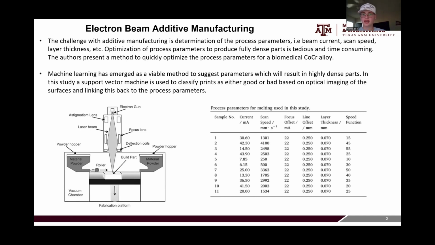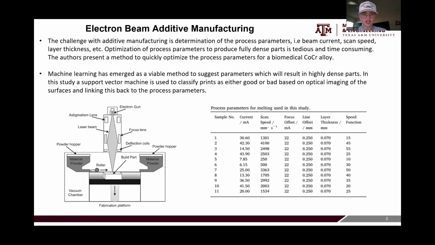The challenge with these additive techniques is there are many process parameters associated with electron beam additive manufacturing. You have the current, the scan speed, your focus offset, your hatch spacing, layer thickness, the speed function. All of these are variables that can be tuned, and tuning these will change the microstructure and the mechanical properties of the associated fabricated part. And the most tedious and time-consuming part of additive manufacturing is the process parameter optimization phase.